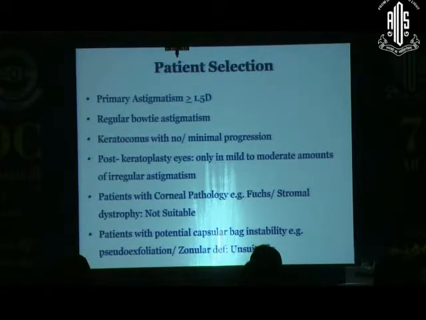Now, when we have to select a patient, it doesn't mean that somebody having 0.5 diopter of pre-existing astigmatism, you can select a patient. No, it's not. The patient should have a significant astigmatism and a significant primary astigmatism, which should be regular. And that should be more than or equal to 1.5 diopters to have the best satisfaction. Then regular pattern of astigmatism, as I said earlier.